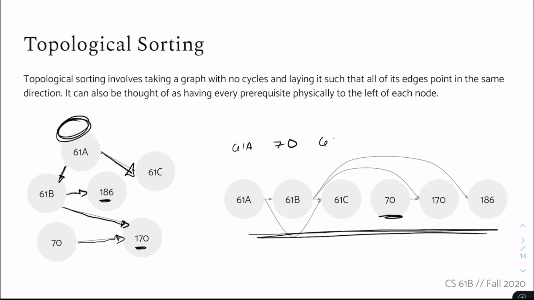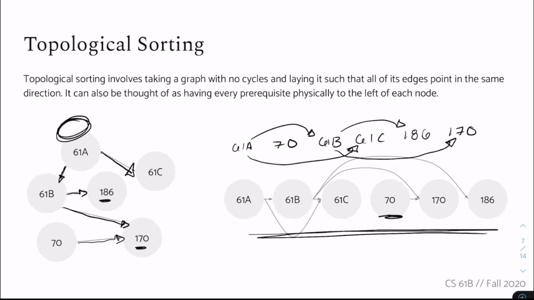We have 61B with 61A as a prerequisite, and also 61C with 61A as a prerequisite. And then we have 186, which has both 61 or just 61B as a prerequisite. And then you have 170, which has both 61B and 70 as a prerequisite. So basically, topological sorts are also not necessarily unique.